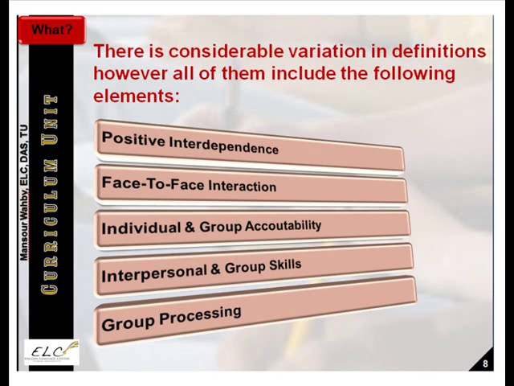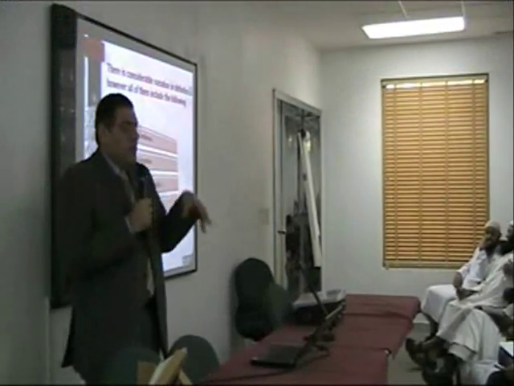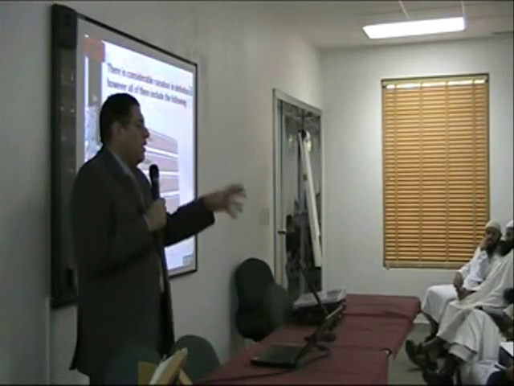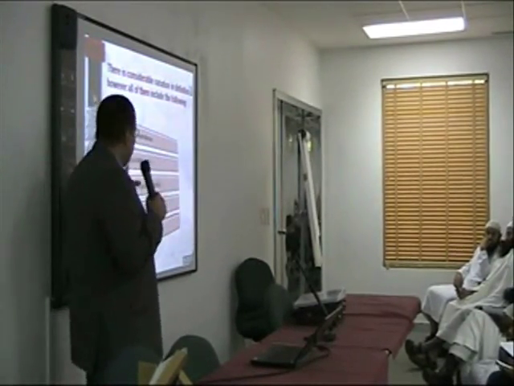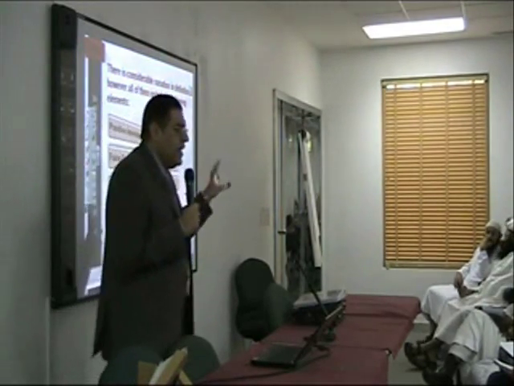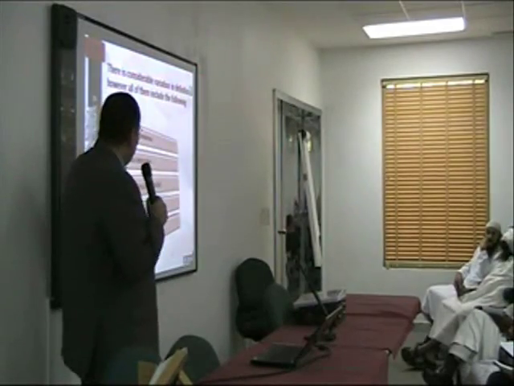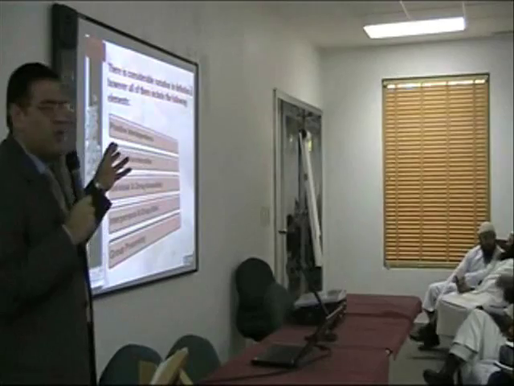First of all, I'm just going to read them first. Positive interdependence, face-to-face interaction, individual and group accountability, interpersonal and group skills, and group processing. When Mr. Hussein and Mr. Muhammad and all of you actually mentioned parts of these, sometimes in general and sometimes in specific, but let's see each element quickly. When we talk about positive interdependence, can you just tell me what do you mean by positive interdependence here?